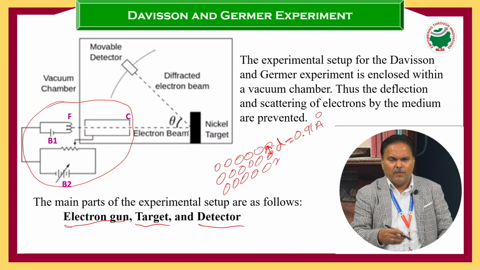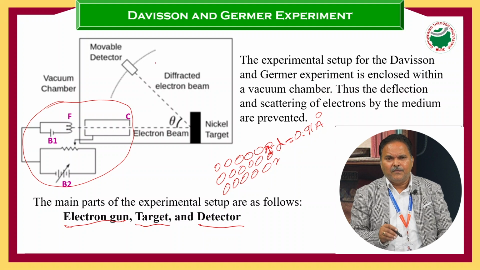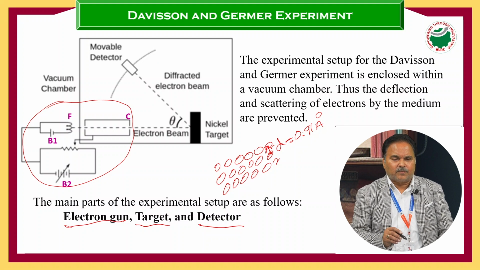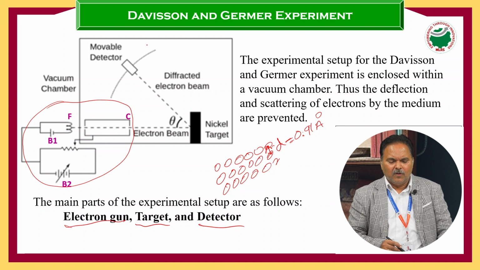So the number of electrons coming to this area will be collected, and it will directly give the intensity of that experiment. That is the scattered beam, which will be seen from a movable detector. It has a sophisticated galvanometer also.